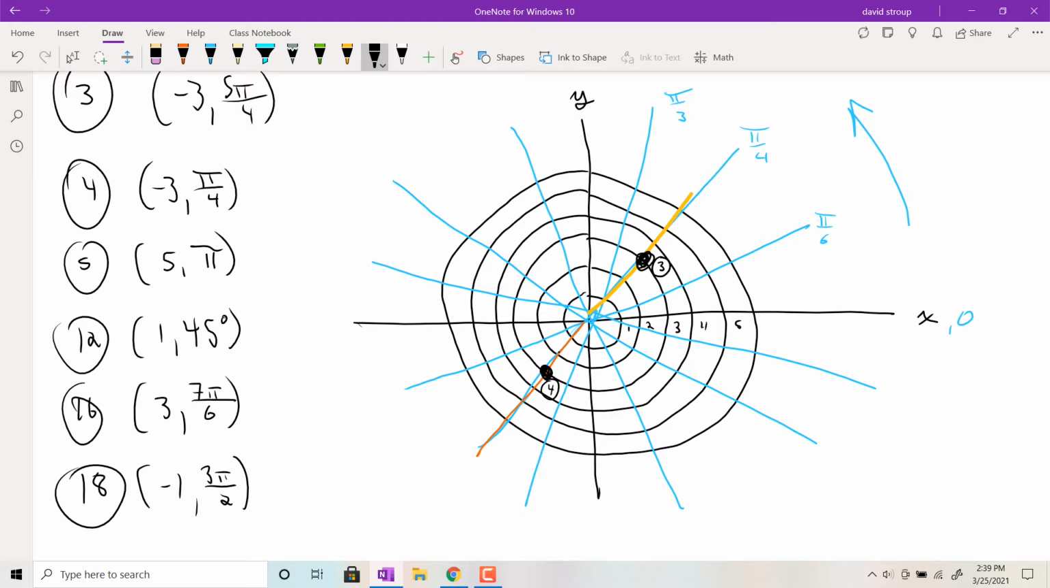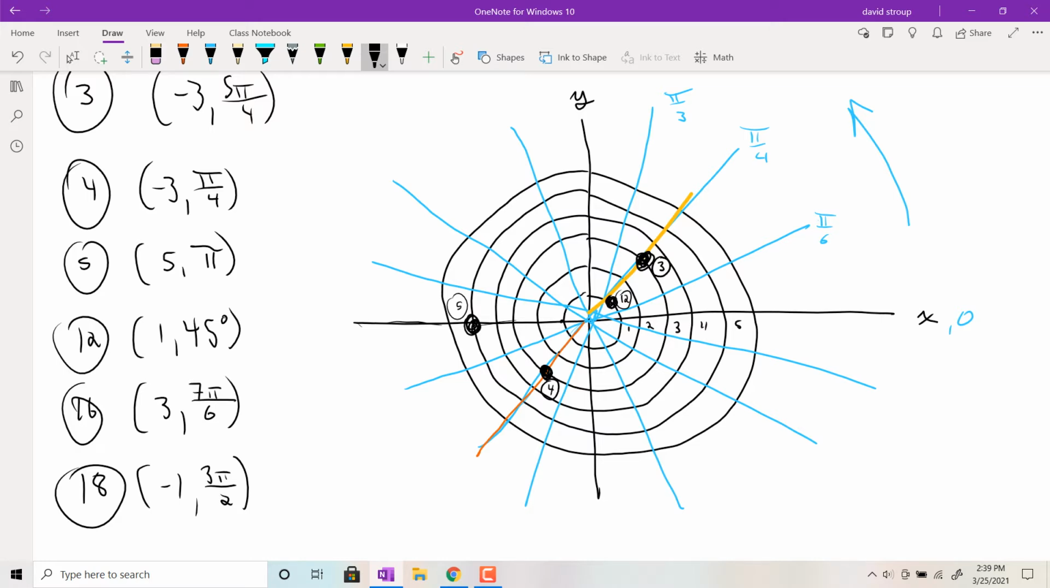5, pi. So I rotate by pi all the way around. It's right here. And then you just count out 5. 1, 2, 3, 4, and it's sitting right here. Okay, so that's problem 5. 1, 45 degrees. So 45 degrees is pi over 4, and then you just go out 1. So it'll be sitting right there. It's problem 12.